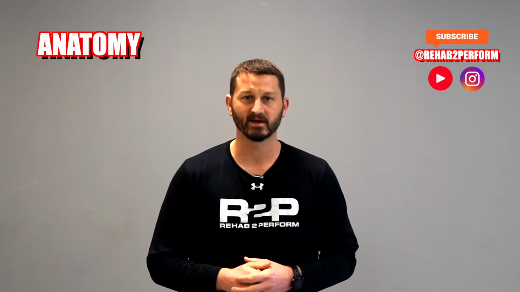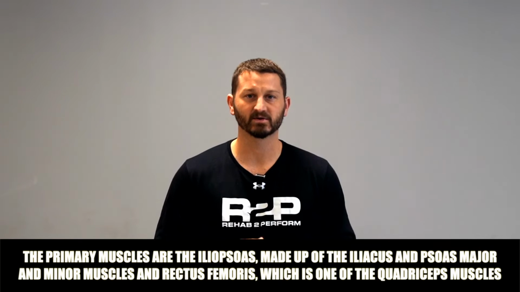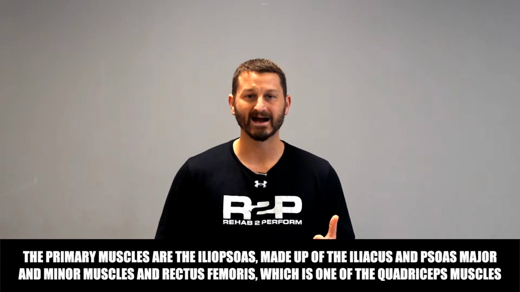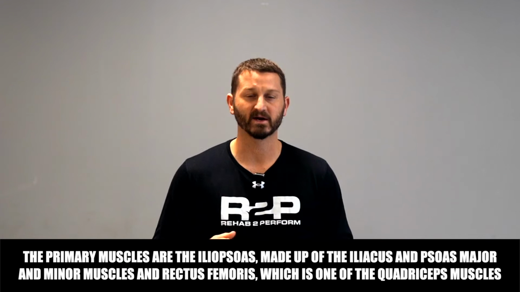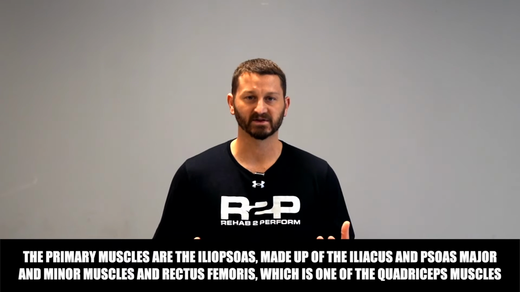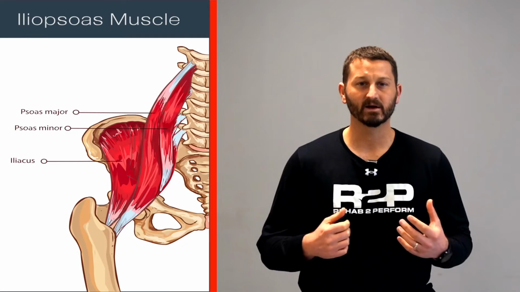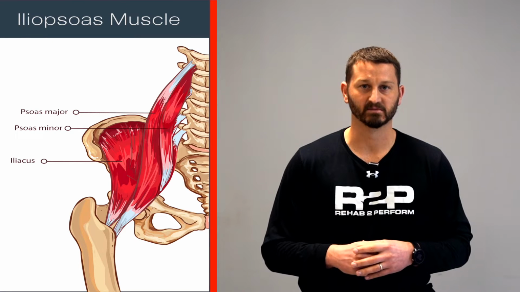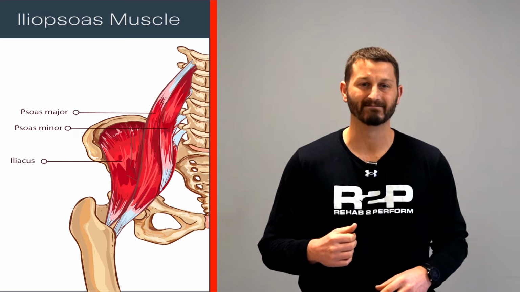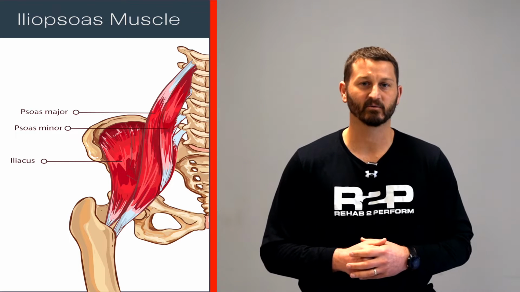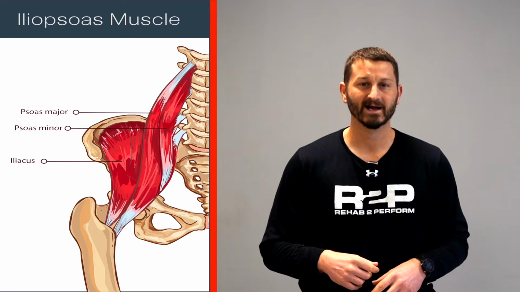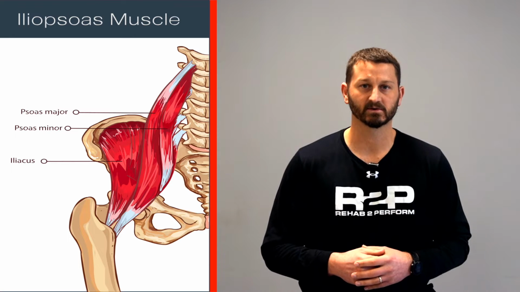When we talk about the hip flexors, we're referring to a group of muscles all involved with playing a role in flexing the hip, or otherwise lifting the leg up. Now, there are a number of muscles involved with this motion, but the primary muscles are the iliopsoas, made up of the iliacus and psoas major and minor muscles, and also rectus femoris, which is one of the 4 quadricep muscles. The iliopsoas are the primary hip flexor muscles originating in our lumbar and pelvic region and connecting to the front of the hip near the groin at a bony prominence called the lesser trochanter.